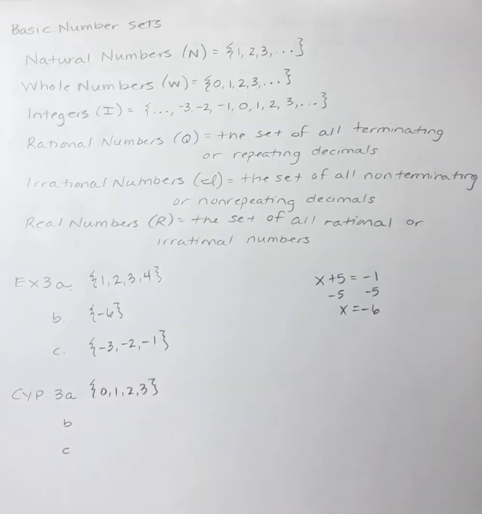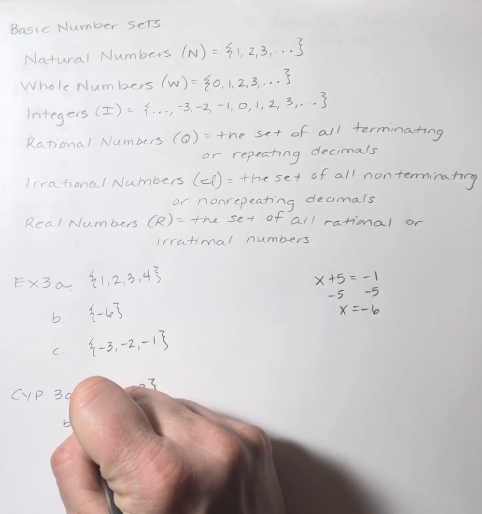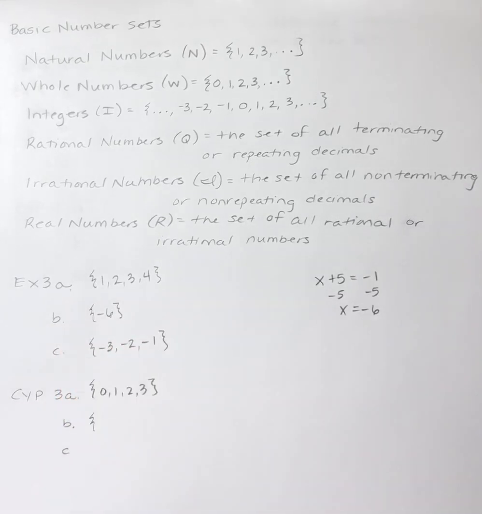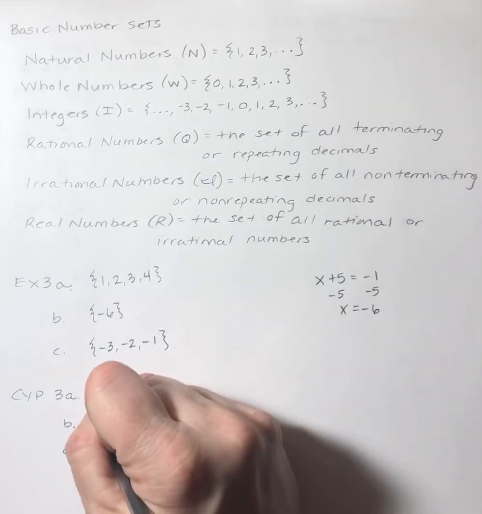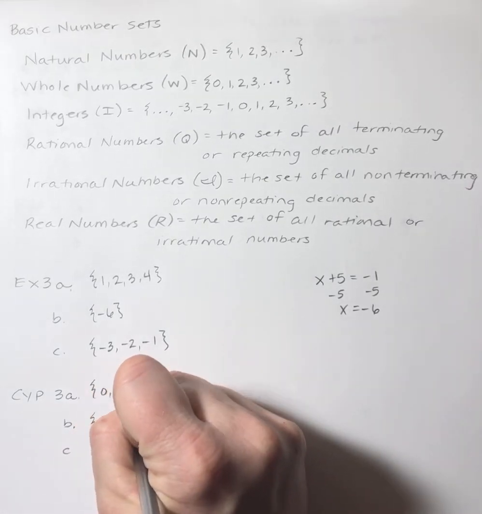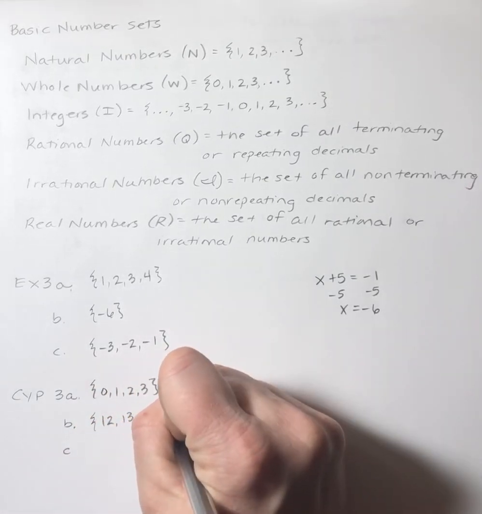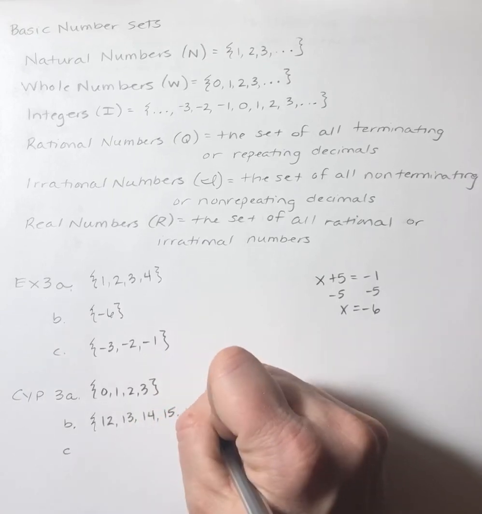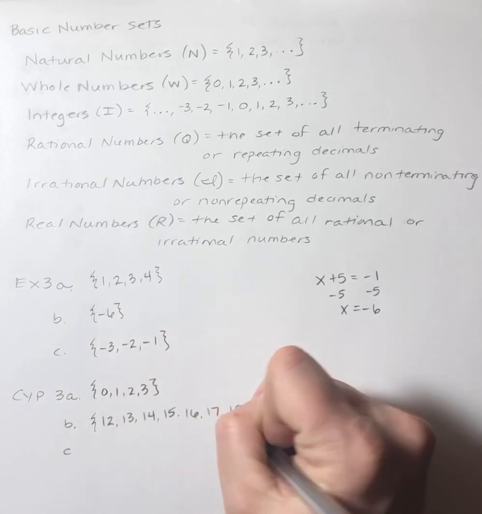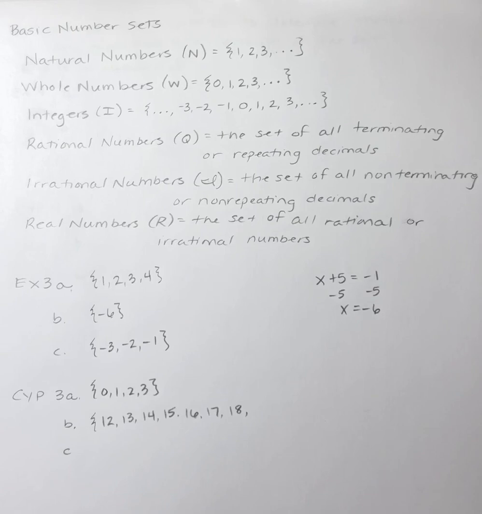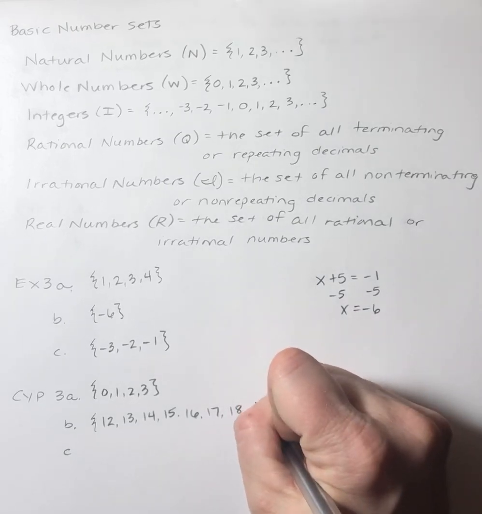For letter B, the set of counting numbers larger than 11 and less than or equal to 19. So now they threw that equal to in there. So larger than 11, we don't include 11. We'd include 12, 13, 14, 15, 16, 17, 18. And then because they said less than or equal to, we do include the 19.